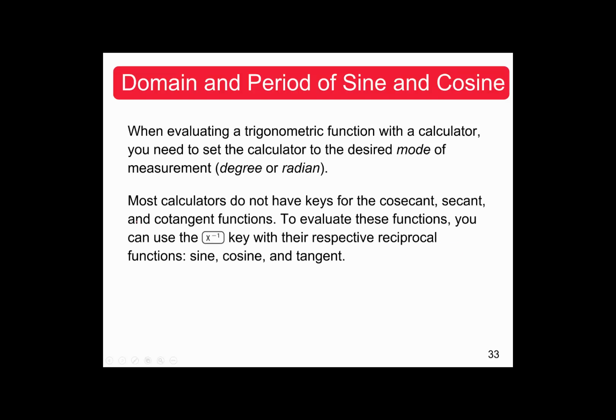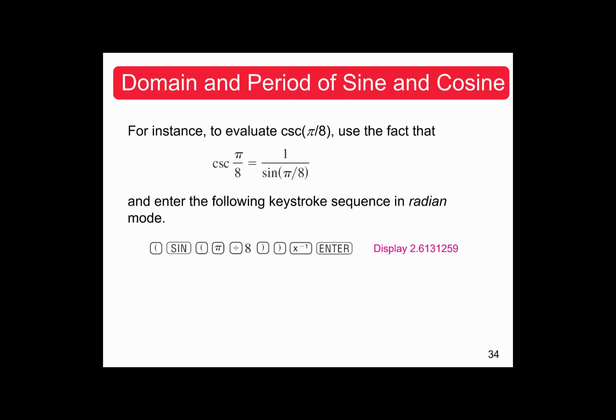Alright, so the last thing is how to evaluate a trigonometric function using a calculator. For example, if you have cosecant of pi over 8, that's the same thing as 1 over sine of pi over 8. That's how you input it into the calculator: sine of pi over 8, and then using the inverse function, x raised to the power of -1, and then you enter, and you get a result. You should try it on your calculator.